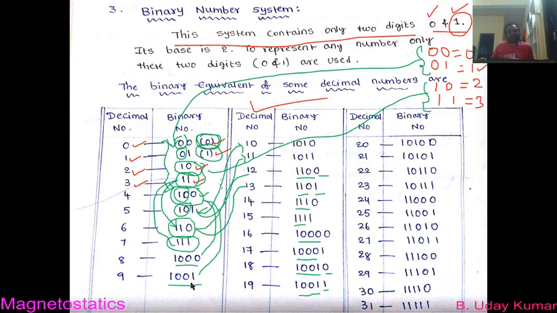So 1001 combinations are over, right? Next, what combinations do you start? 1010 combinations are starting here, so please check it out: 1010, 10100, 10101. Next, 101 combinations will start.